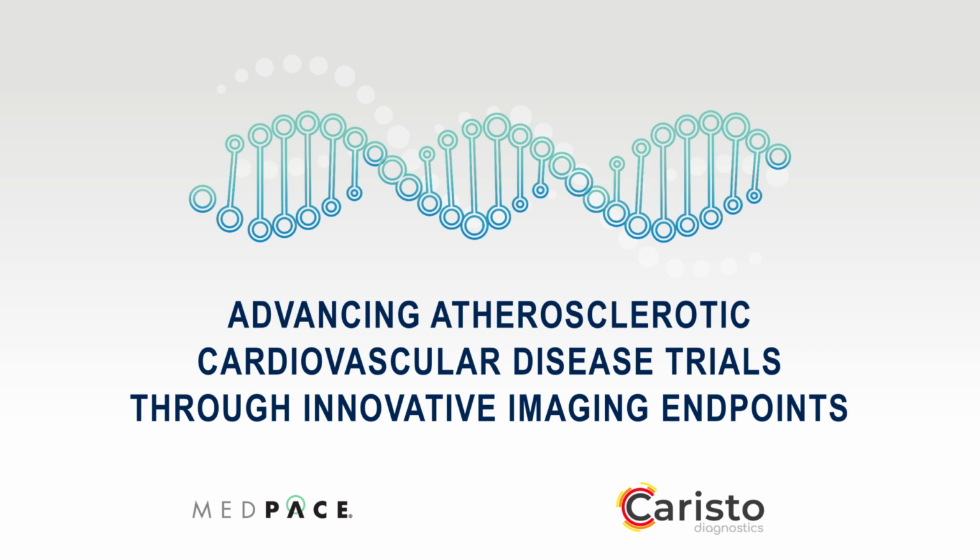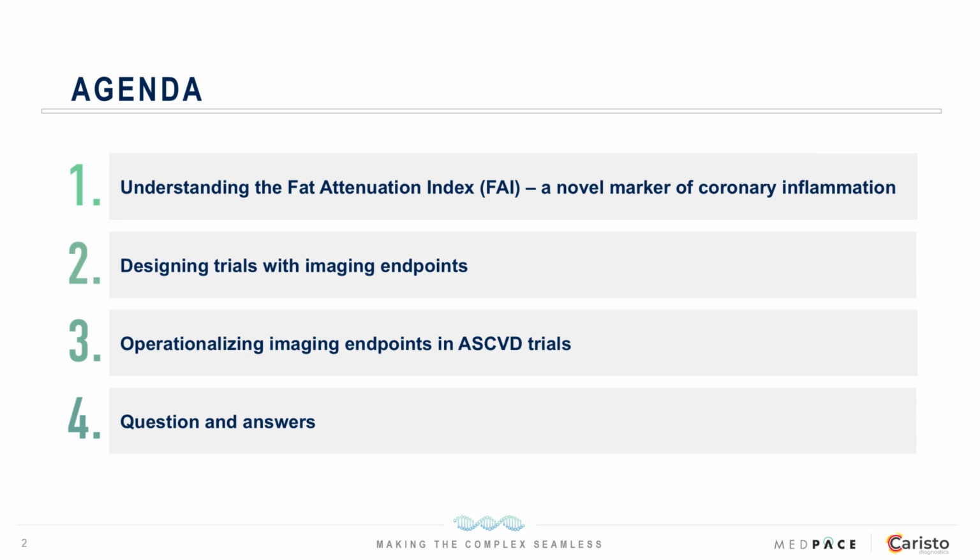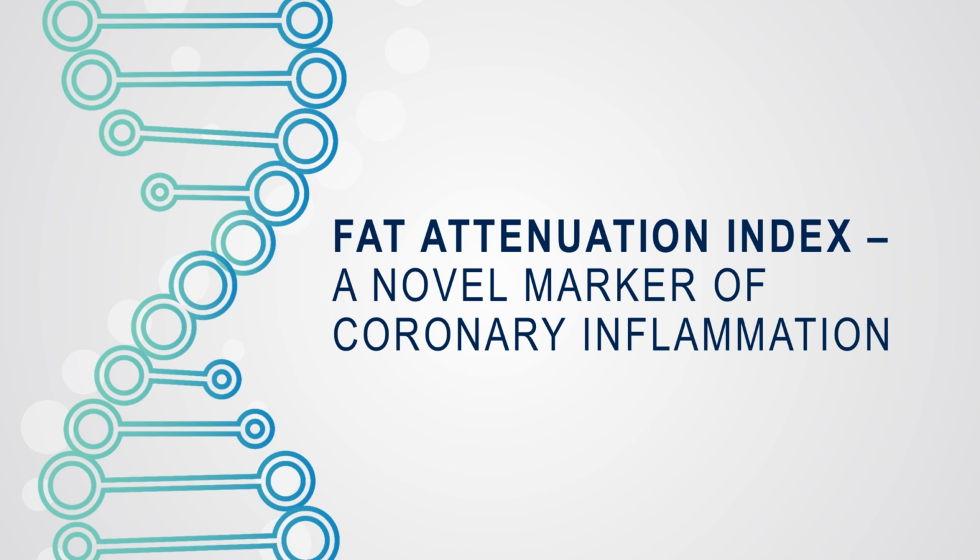But how do we image coronary inflammation, the root cause of atherosclerosis? One such emerging marker is the fat attenuation index, or FAI, derived from coronary CT angiography. We will discuss this innovative FAI technology and its clinical relevance. We'll cover the considerations when designing trials with imaging endpoints, and then from theory to practice, how to operationalize these imaging endpoints in trials.